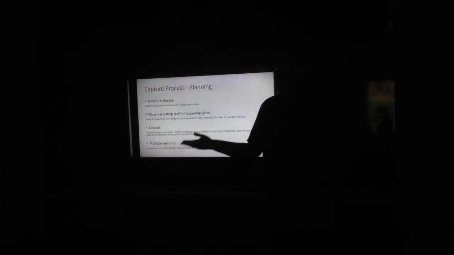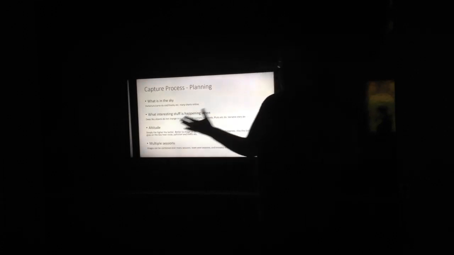Guess what? All these deep sky objects that you take pictures of, they look the same as they did 50 years ago, to the point of it making a difference to you and me. Deep sky objects do not change in our timescale, so you don't need to worry about when it's a good time to take a picture of M42 because it always looks the same.